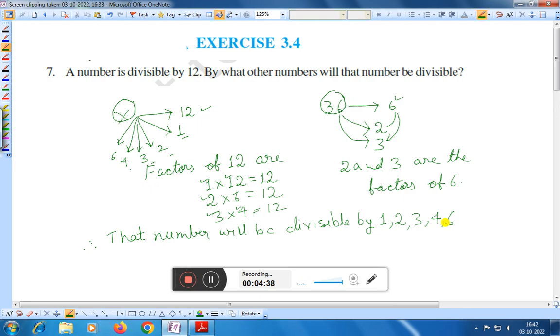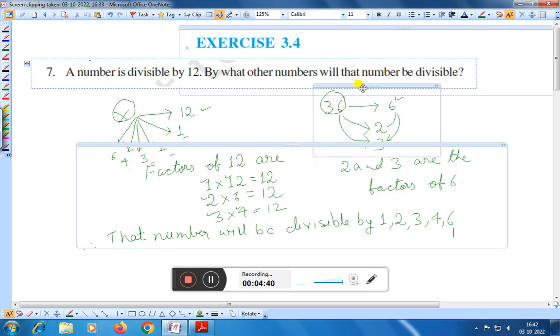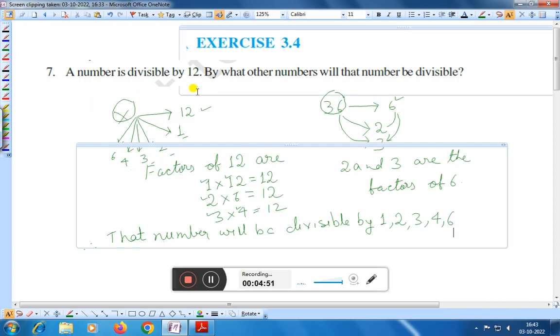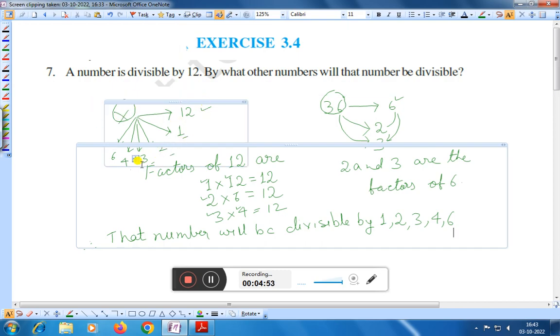In the same way, here you see that 36 is divisible by 6. Therefore, 36 is also divisible by the factors of 6, that is 2 and 3. In the same way, if a number x is divisible by 12, then this x is also divisible by the factors of 12, that is 1, 2, 3, 4 and 6, right? This is the solution of question number 7.